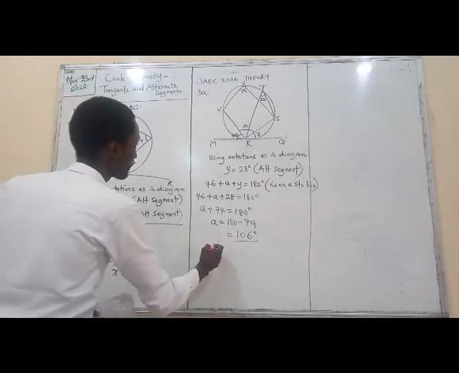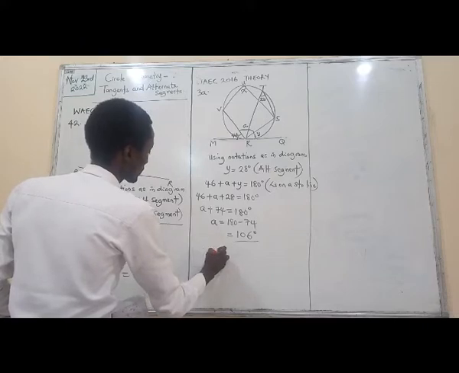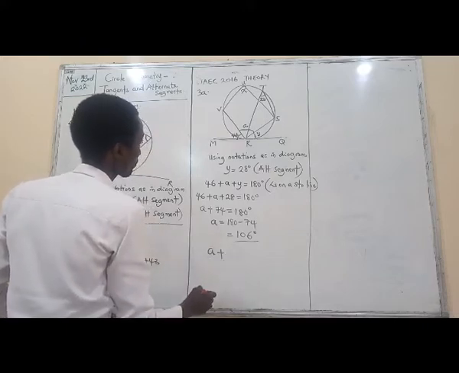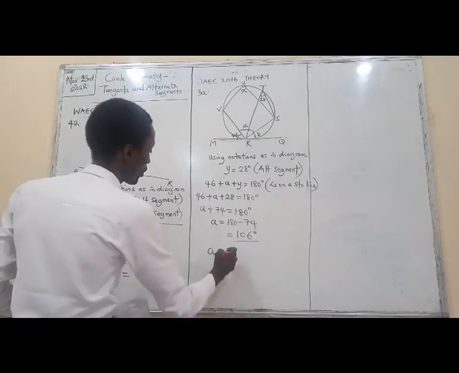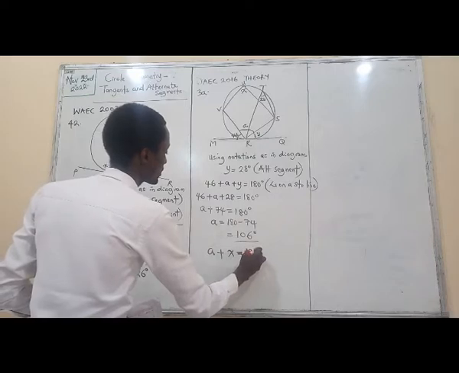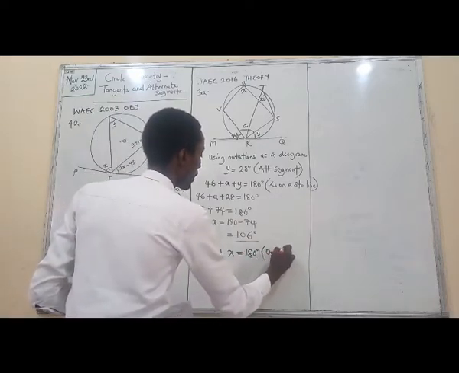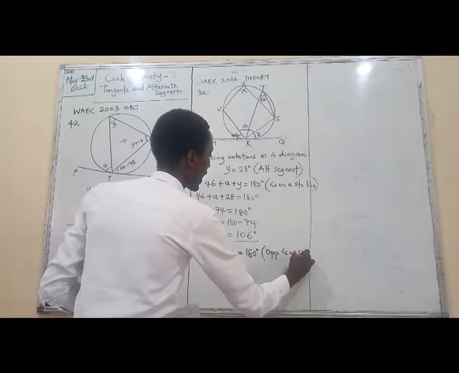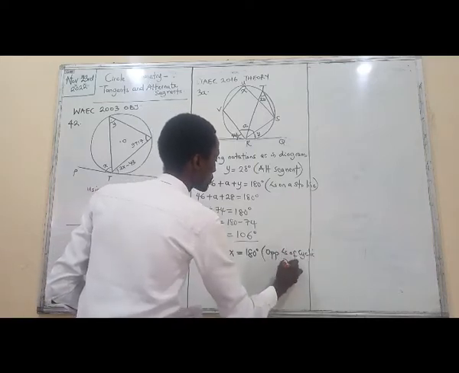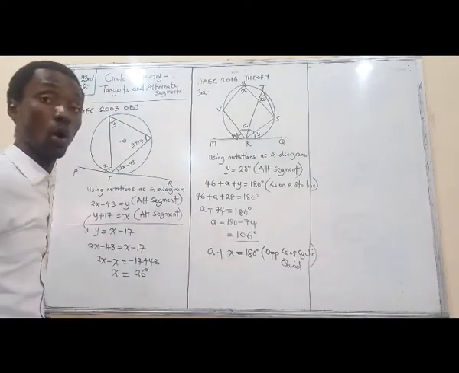It will mean that A plus X will be equal to 180 degrees. What's the reason for that? Opposite angles of a cyclic quadrilateral. Some books will just simply say cyclic quadrilateral and it's understood.